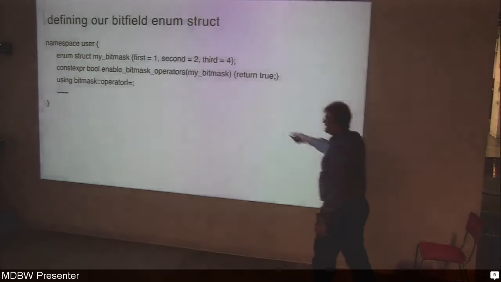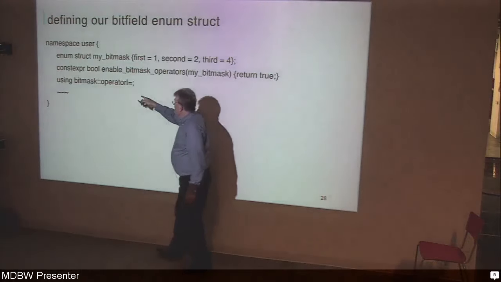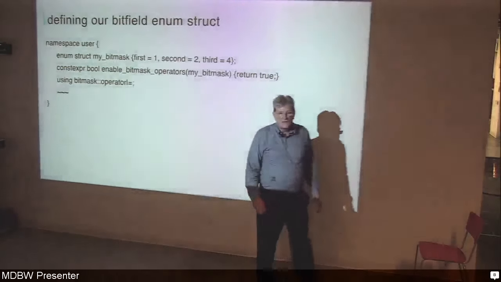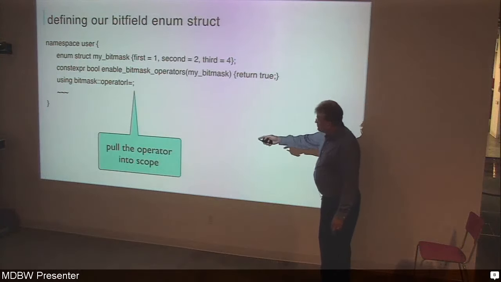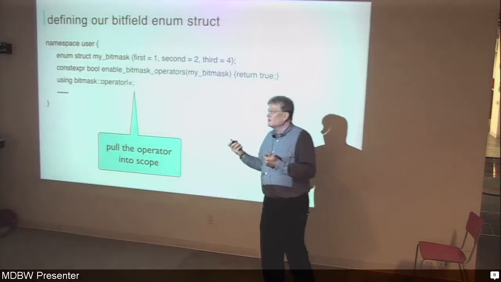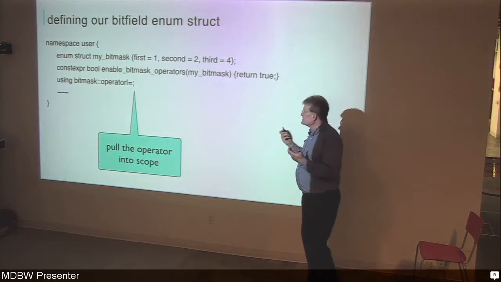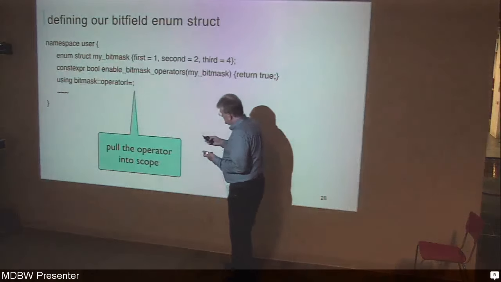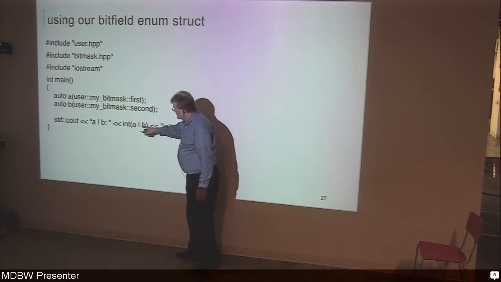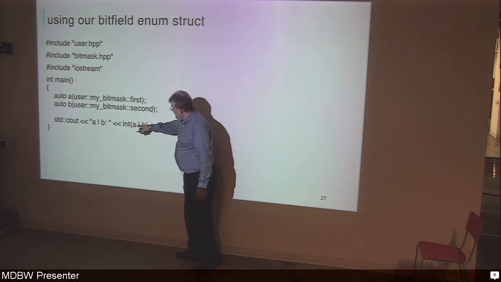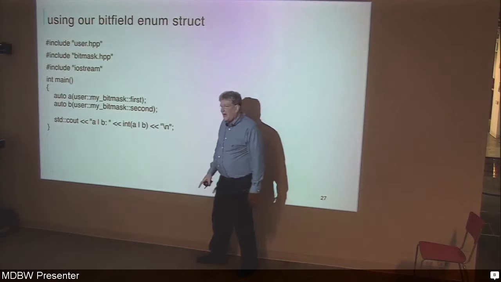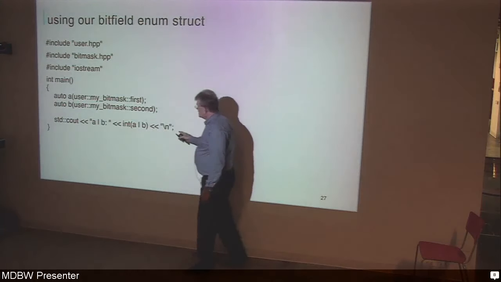Well, what we're going to do is actually say, using bitmask operator or equal, in my namespace where I declared my bitmask. In fact, we're going to have to do this to pull the operator into the scope, because argument-dependent lookup is necessary. Let's go back to this code here. In this situation, the compiler is going to say, I don't see any function in this namespace that allows me to do A or B, because that function is defined in the bitmask namespace.